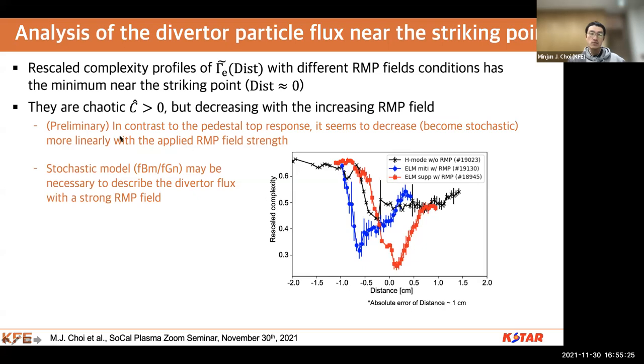So this is a preliminary conclusion, but in contrast to the pedestal top response, which shows a sudden response to the ELM suppression transition, this far-edge particle flux shows a more linear response to the applied RMP field strength. And this observation, the very low rescaled complexity during the ELM suppression, suggests that a stochastic model may be necessary to describe the particle flux with a strong RMP field.